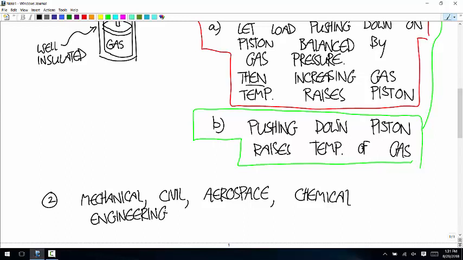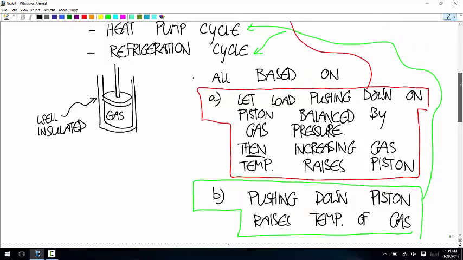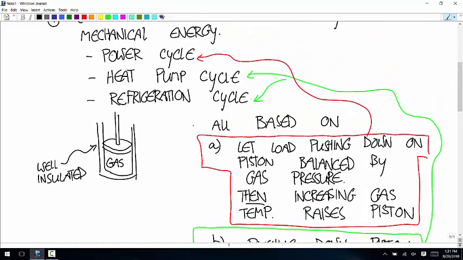Okay, so as far as what things that you do in your discipline that would use thermodynamics, I'm not going to list all these things out, but the power cycle is used in any kind of engine. The heat pump cycle is used when you're trying to increase the temperature of a hot region. The refrigeration cycle is when you're trying to decrease the temperature of a cold region, keep making it colder. Mechanical engineers deal with all this stuff. So thermodynamics is really a fundamental area of mechanical engineering.